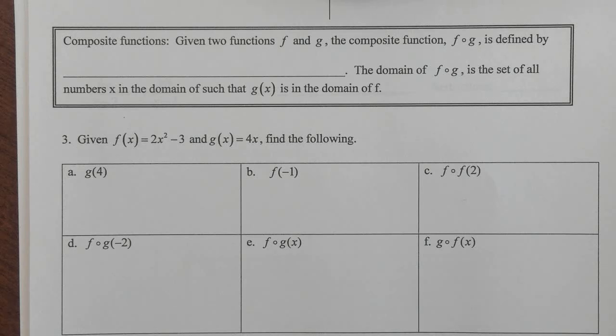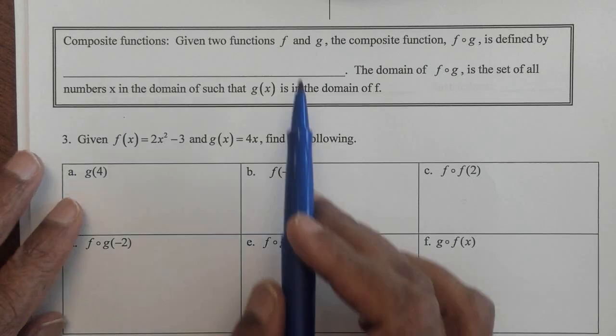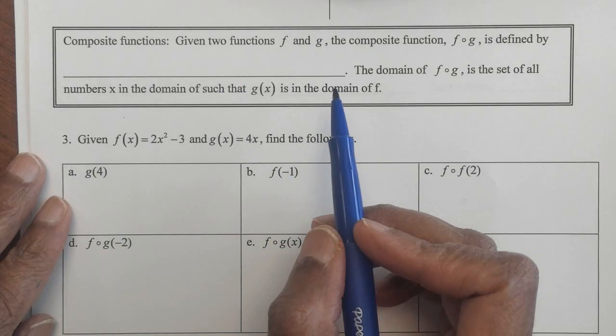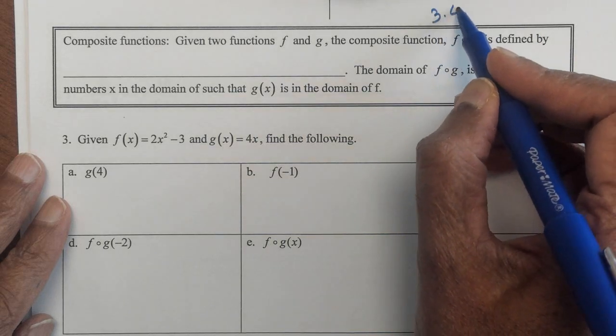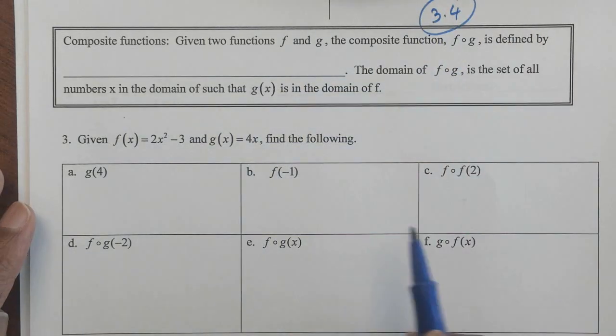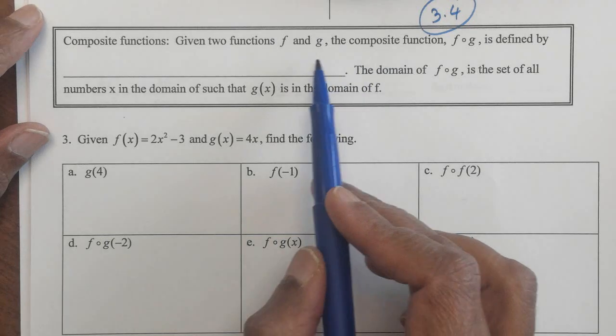Okay, so we are going to be doing composition of functions. I'm starting from the lower half of page 12 in your notes, Section 3.4. I'm doing the lower half because the top half is just operations. So let's just fill this in.